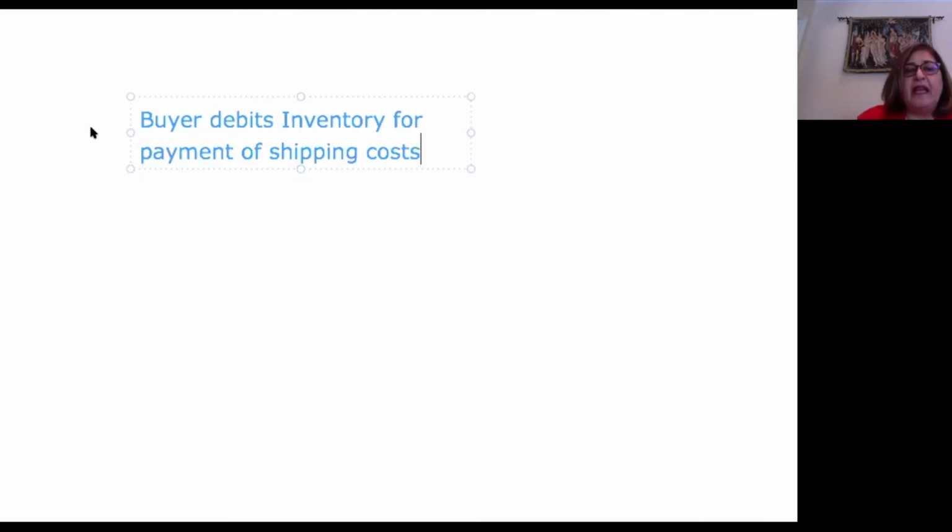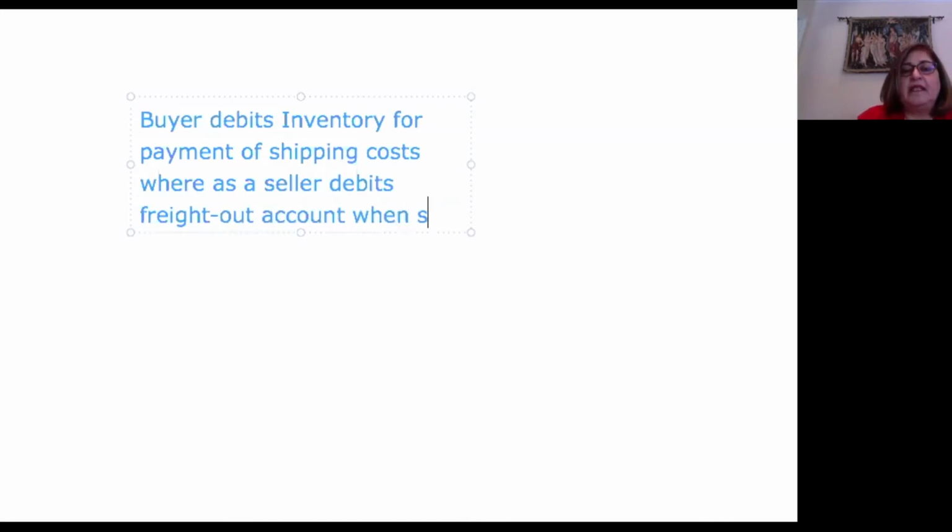Buyer debits merchandise inventory, or for short inventory, for payment of shipping cost. Okay, and then whereas a seller debits freight out account when seller pays for shipping cost.